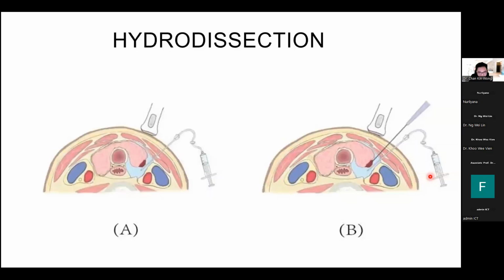Okay, so earlier I mentioned hydrodissection. Why we need to do hydrodissection is because we need to separate and increase the distance between the target lesion and the critical structures surrounding the thyroid, to ensure safety of ablation treatment and also to reduce the incidence of complications. Most of the time, the structures of concern are always the recurrent laryngeal nerve, of course the adjacent muscles as well, the trachea, esophagus, even the common carotid and the IJV as well over here. All right, and also the vagus nerve.